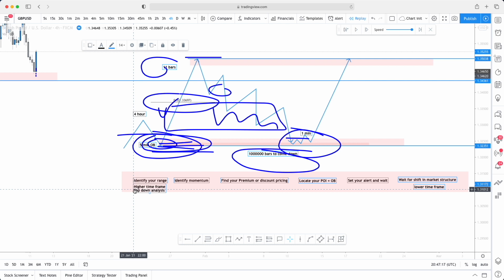Identify premium discount pricing, simple. Mark your fib 50%. If you're selling, you want to sell from above. If you're buying, you want to buy from below. Locate your POI. Obviously we know how to do that now. Well, we should know how to do that by now. Well, I would hope. And then you set your alert and wait. Simple. Okay, then you wait for the shift in market structure on the lower time frame. Okay, remember the fractal nature of the market. Whatever happens on the lower time frame will replicate on the higher time frame.